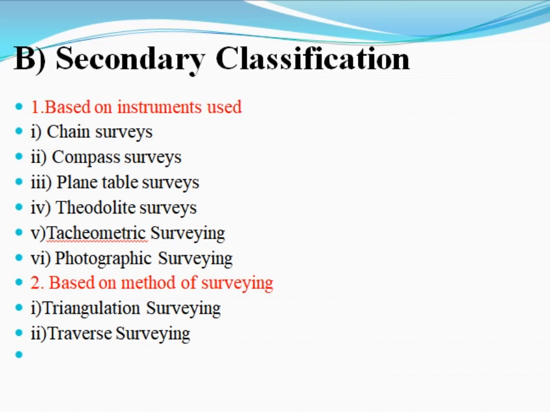Theodolite survey: the theodolite is the instrument used to measure the horizontal angle, vertical angle, stretch the line, and magnetic bearing. For that we use the theodolite survey. Another is the tachometric survey. A tachometer is nothing but the transit theodolite, with which we survey that area.